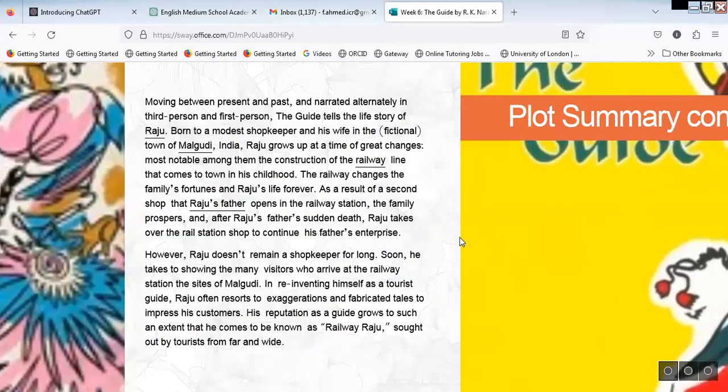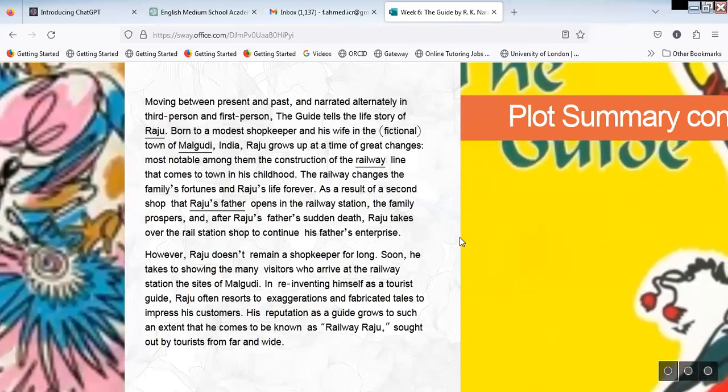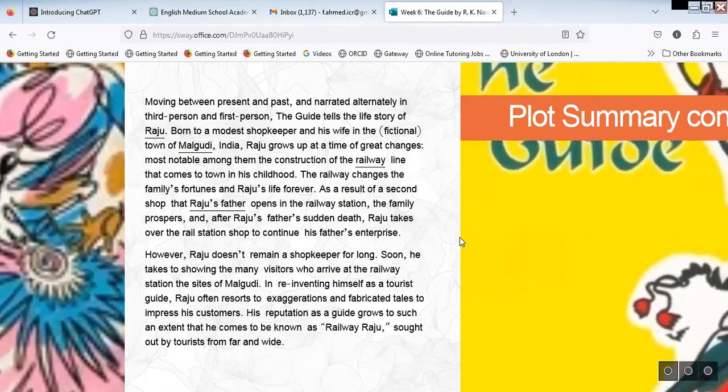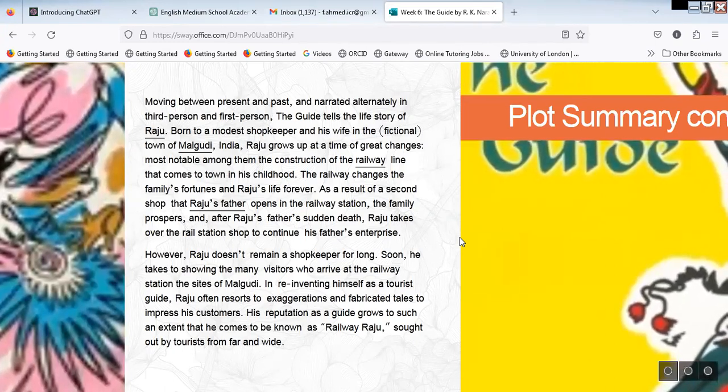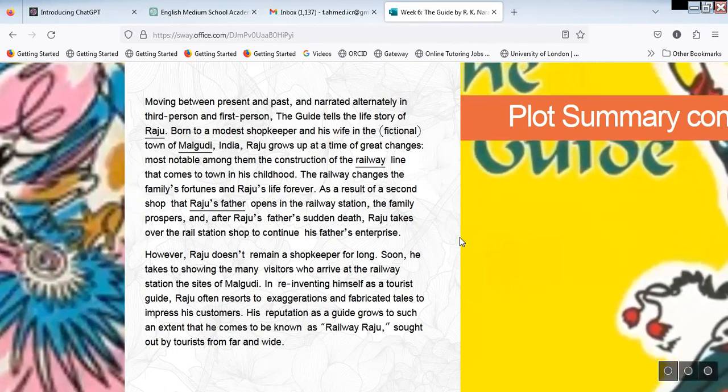So moving between present and past and narrated alternatively in the third person and first person, The Guide tells the life story of Raju, the protagonist or the major character of this novel, born to a modest shopkeeper and his wife in the fictional town of Malgudi, India. Raju grows up at a time of great changes, most notable among them the construction of the railway line that comes to town in his childhood. The railway changes the family's fortunes and Raju's life forever.